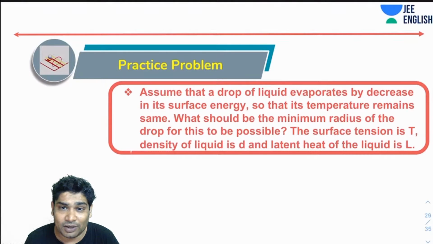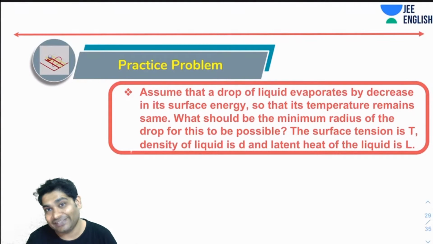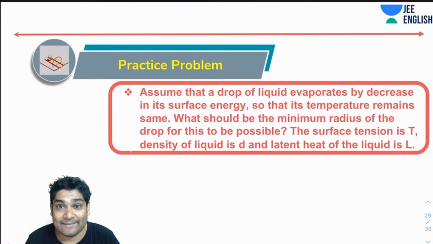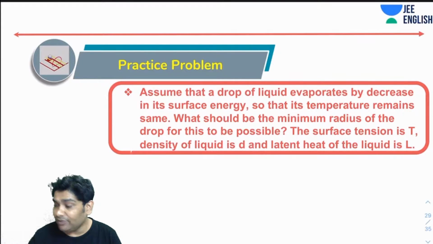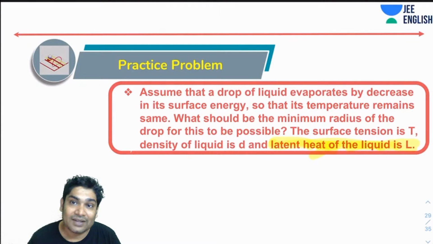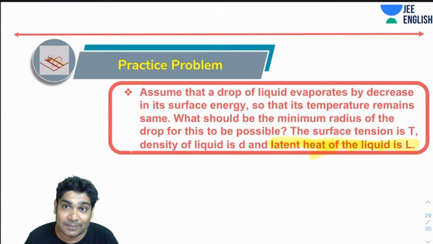This is very, very important, very, very easy, by the way. This is not that tough. You got two equations. By the way, this L is the latent heat of vaporization. I hope you guys know about this. This is the latent heat of vaporization.